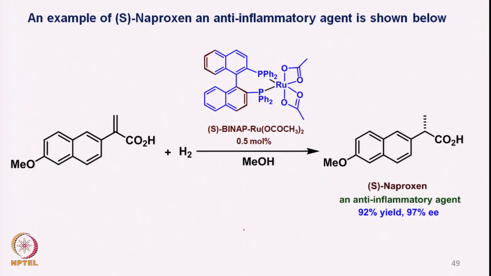Now another non-enamide or non-acylamino based chemistry is the synthesis of S-naproxen, which is an anti-inflammatory agent, formed in 97% enantiomeric purity and 92% yield, where this particular kind of ruthenium complex was used by Noyori. Only 0.5 mole percent of this was used, and it led to the hydrogenation by using this S-BINAP based ruthenium complex, and that led to S-naproxen in a high enantiomeric purity.